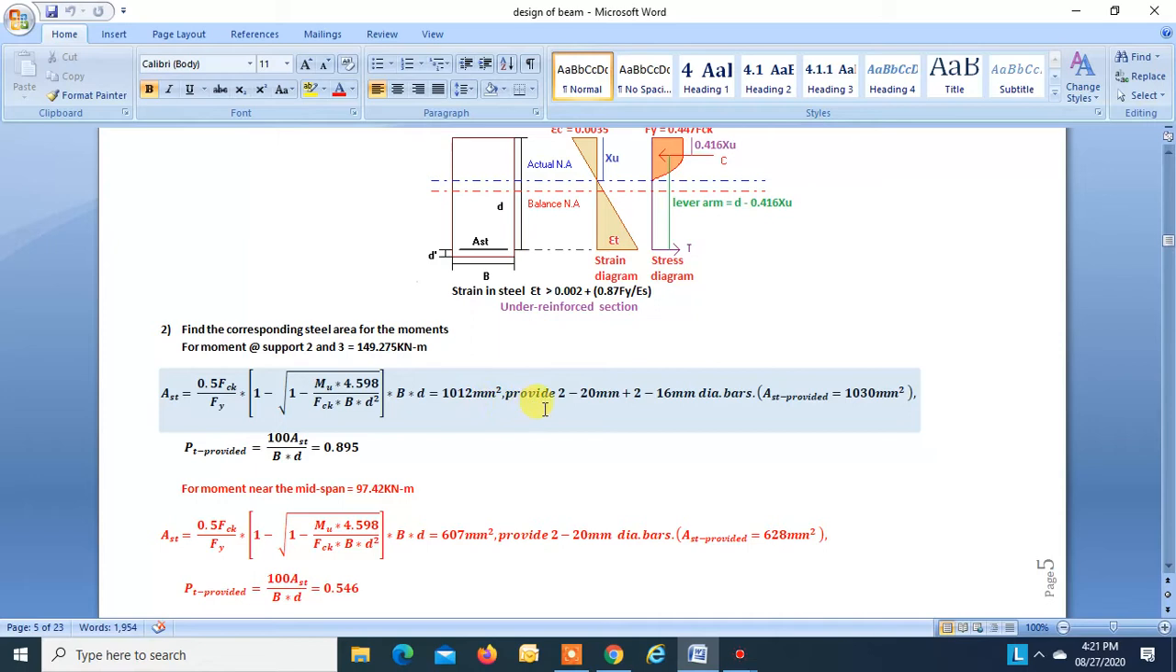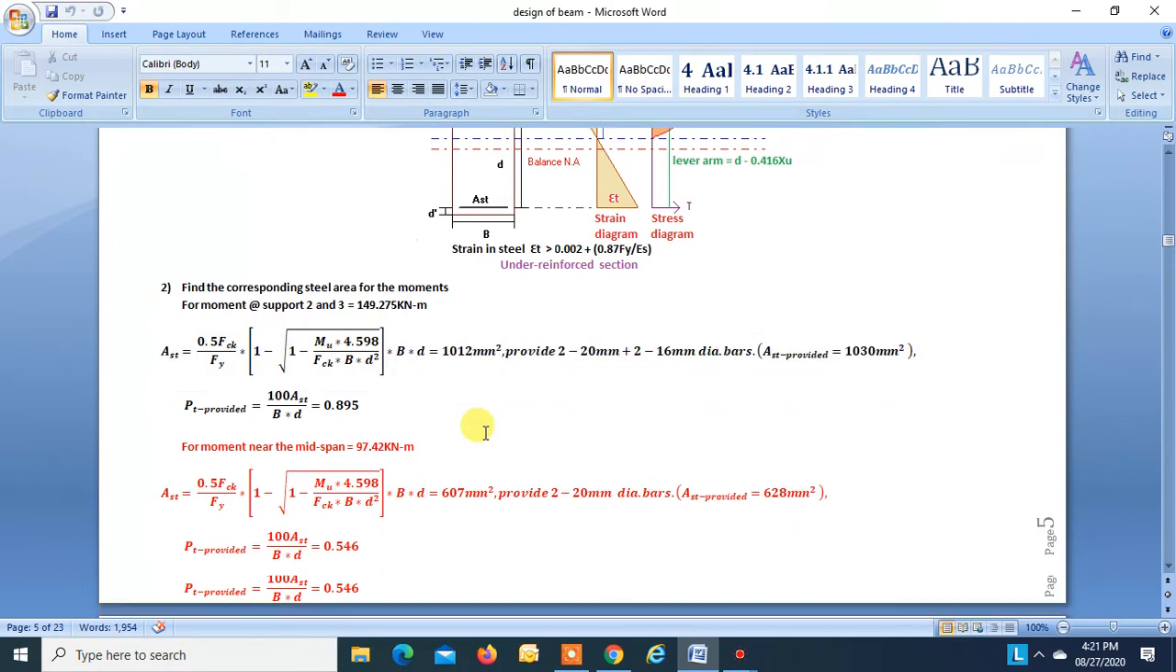1012 mm². So we are providing two numbers of 20 mm diameter bars plus two numbers of 16 mm diameter bars, whose total Ast turns out to be 1030, which is greater than this. So Pt provided turns out to be 0.895. This is what we have found at supports 2 and 3.